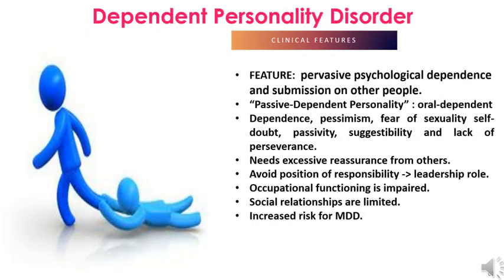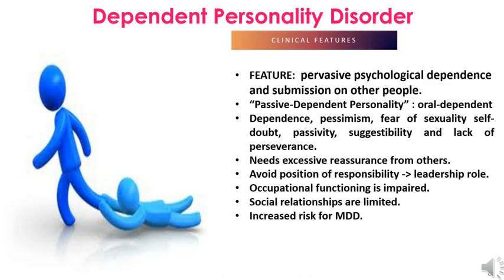Dependent personality disorder. The main feature of a person with dependent personality disorder is a pervasive psychological dependence on other people. Persons with dependent personality disorder subordinate their own needs to those of others, get others to assume responsibility for major areas of their lives, lack self-confidence, and may experience intense discomfort when alone for more than a brief period. The disorder has been called passive dependent personality. Freud described an oral dependent personality dimension characterized by dependence, pessimism, fear of sexuality, self-doubt, passivity, suggestibility, and lack of perseverance.